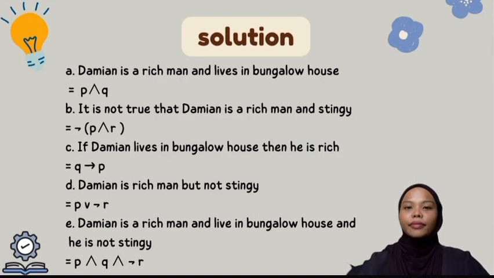Solution. A. Damon is a rich man and lives in a bungalow house: P and Q. B. It is not true that Damon is a rich man and stingy: not in brackets P and R. C. If Damon lives in a bungalow house, then he is rich: Q implies P. D. Damon is a rich man but not stingy: P and not R. E. Damon is a rich man and lives in a bungalow house and he is not stingy: P and Q and not R.